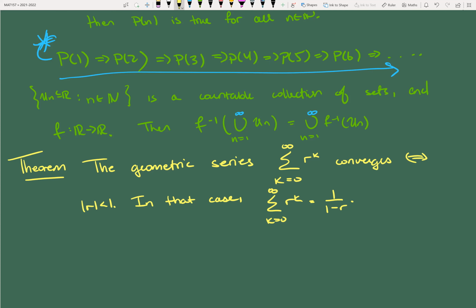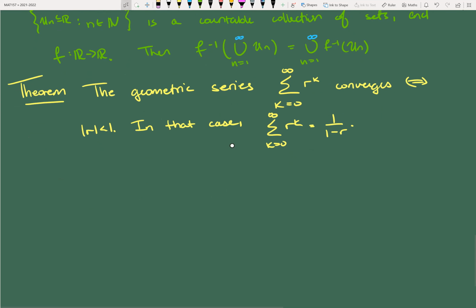So again, we're going to learn some comparison tests, which allow us to determine when things converge. And a lot of the time, the geometric series is what we're going to compare against. So the trick to this is, first of all, we need a formula, just like we did for the example above, for the partial sums. And that is actually going to hold regardless of r. So the absolute value of r does not need to be less than 1 for this part to be true.